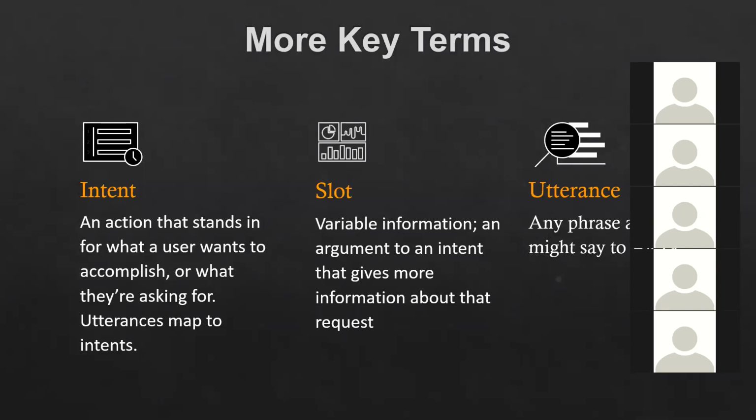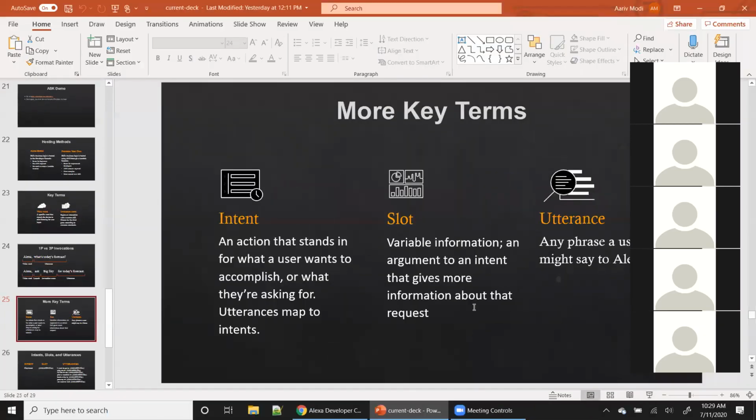The third is an utterance. An utterance is simply any phrase users might say to Alexa. Some examples of utterances are, what's the weather, and yes, and no. As I said, anything a user might say to Alexa. Okay, by now, oh right, one more slide, I forgot.